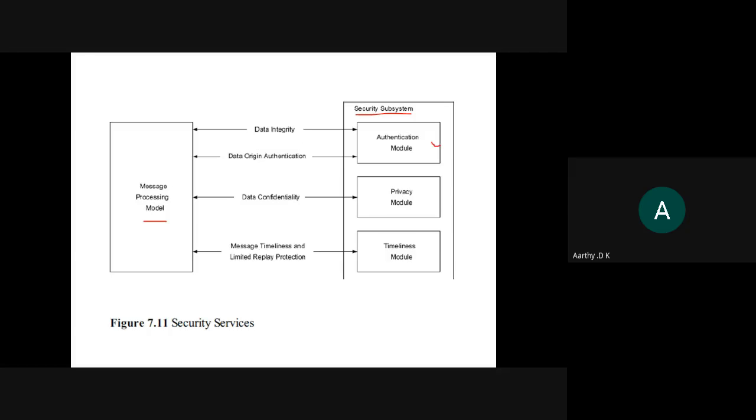First we will be looking at the authentication module. What happens in the authentication module is you provide authentication. You have an SNMP engine which provides two kinds of authentication. That is, you have two kinds of SNMP engine. One is the SNMP authentication engine, and the second one is the SNMP non-authentication engine.